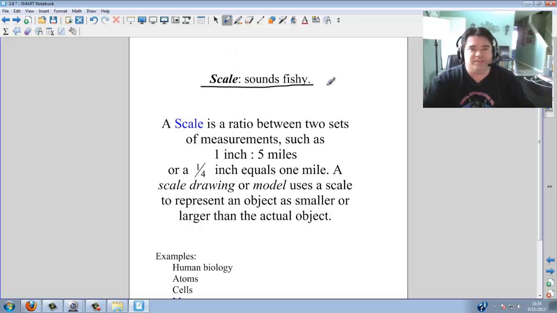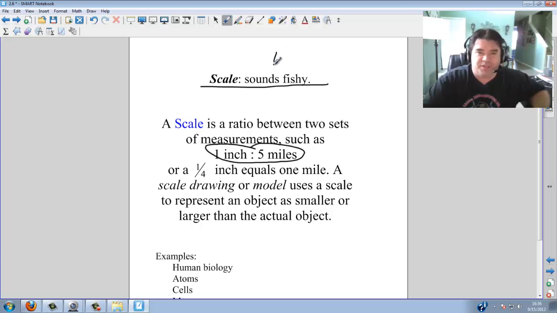And finally, we have a scale. It sounds fishy, but a scale is a ratio between two sets of measurements, such as 1 inch to 5 miles. Usually it's separated by a colon. We'll say the 1's over here, and that's the inch, and 5's over here, and that could be the miles. So you could just say 1 to 5. Or a 1/4 inch equals 1 mile. Although that actually doesn't work out because it should be a 1/5 inch. I don't like that. We'll cross that out.